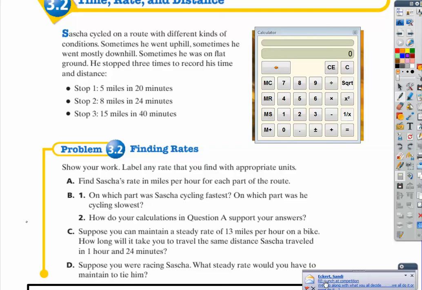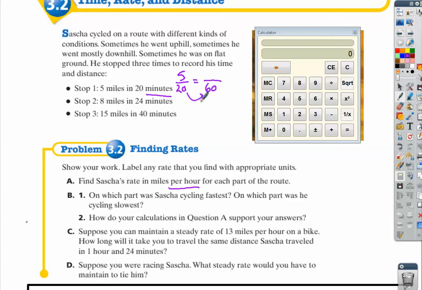But here we are. All right, so find Sasha's rate in miles per hour for each part of the route. So here's the thing. We want miles per hour, and they give everything in minutes, which is kind of tricky, right? So we have to convert this into hours, or we can solve this using ratios. Let's use ratios for now. We know that we get 5 miles in 20 minutes, and we need to scale this up to 60. Which do I multiply 20 by to get 60? Well, 3. Same thing, multiply by 3. So we get 15 miles per hour.